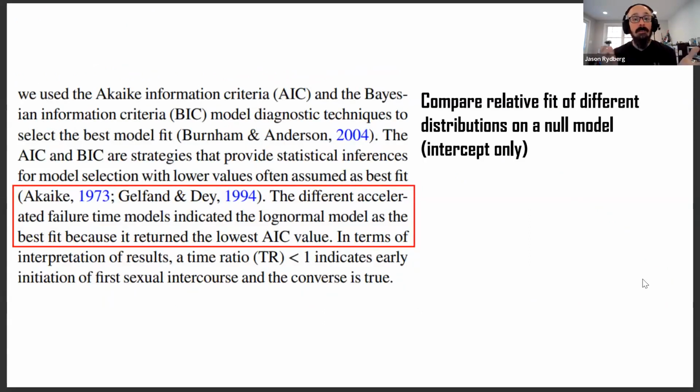That's their assumption about what it would look like. They then compared the models according to information criteria, and the different accelerated failure time models indicated the log normal model as the best fit, returning the lowest AIC value. Again, this is just a nice setup for how you would justify the approach. I have this outcome, I examine the survival times, I think about what that would look like, I know what these different distributions can accomplish, and then I compute all these different models using just the intercept, and use multi-model inference to figure out which distribution is most appropriate.